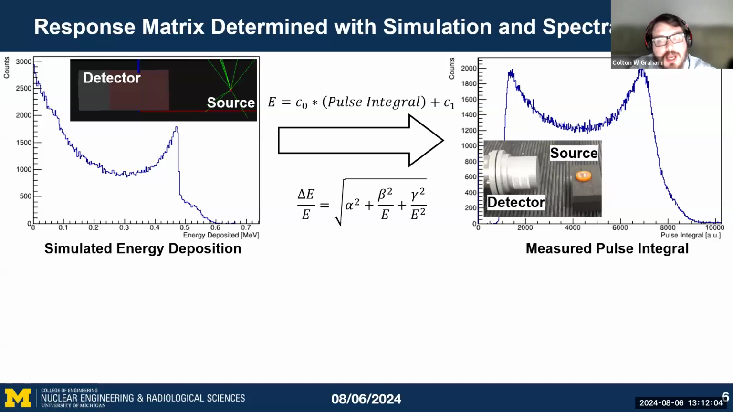What you measure is a light output spectrum, which is this energy deposition convolved, one, with the calibration of the detector, which is based on a two-parameter linear calibration, and two, the energy resolution of the detector, which is typically parameterized with this equation here. So you have in total 5 unknown parameters that you need to obtain in order to translate the simulated energy deposition into measured light output.